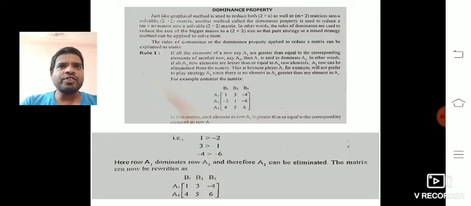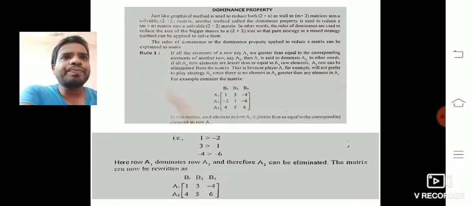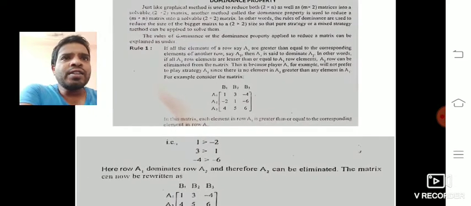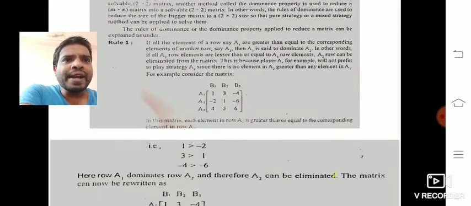Here the first rule says that if all the elements of a row, say A1, are greater than or equal to the corresponding elements of another row, say A2, then A1 is said to dominate A2.